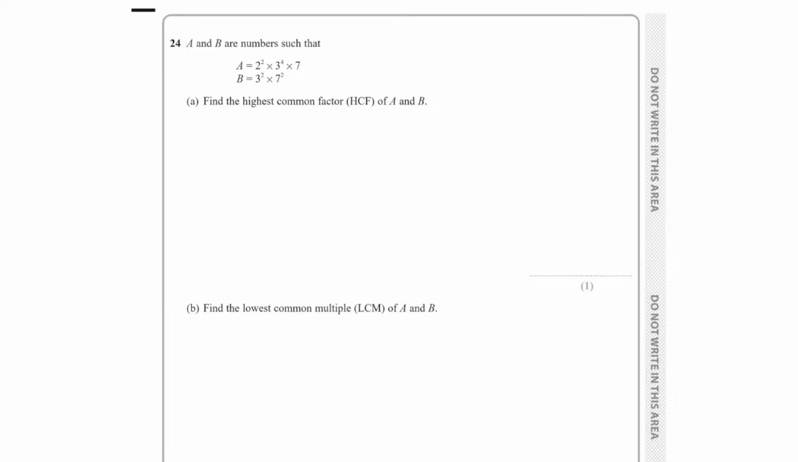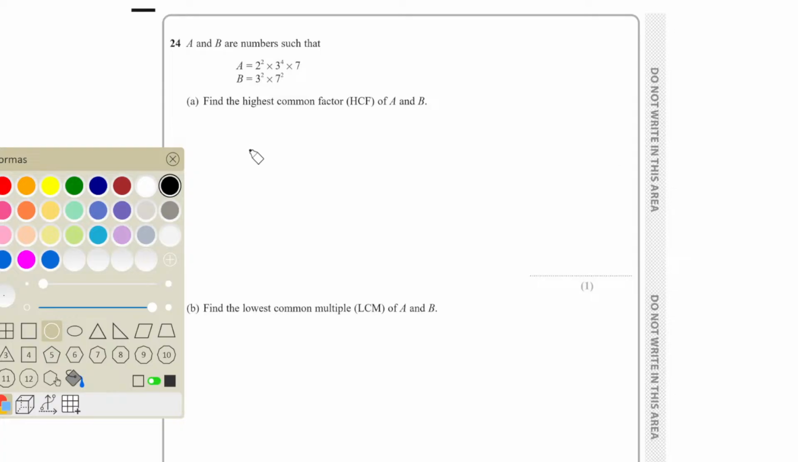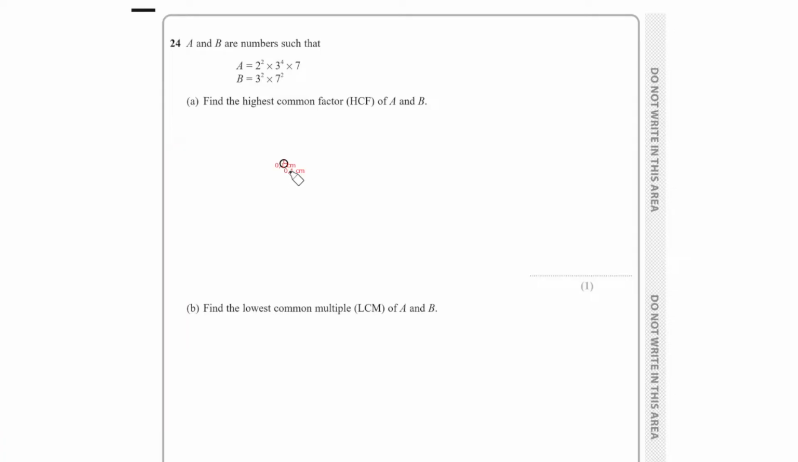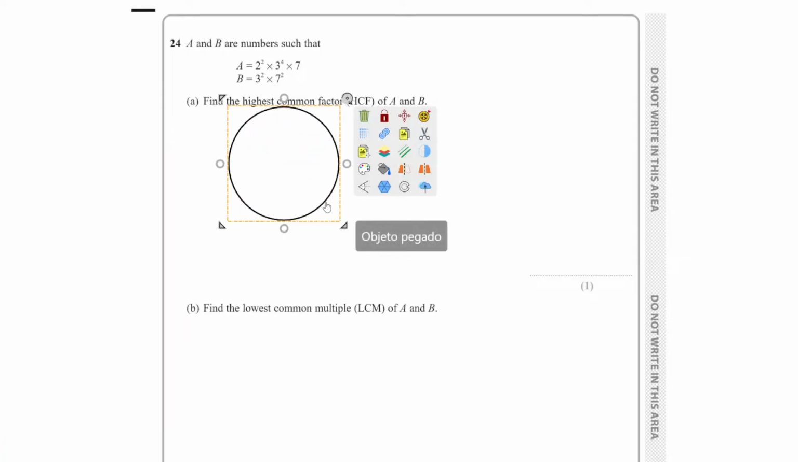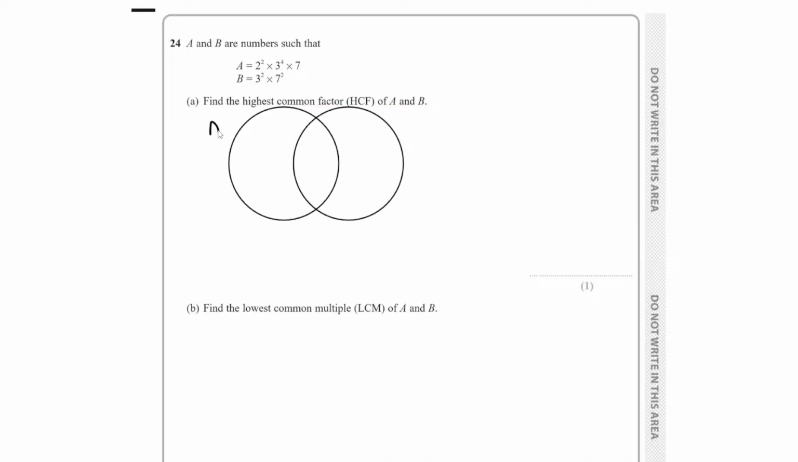So the way that I do it is when it's already in its prime factors, you don't need to work out what the original numbers were at all. You can, but you don't need to. I like to use my Venn diagrams. So I'll get a circle. You can just scribble a circle. It doesn't always have to look that nice. Do you see what I mean? I'm making a Venn diagram. So for this one, that's A, that's B.